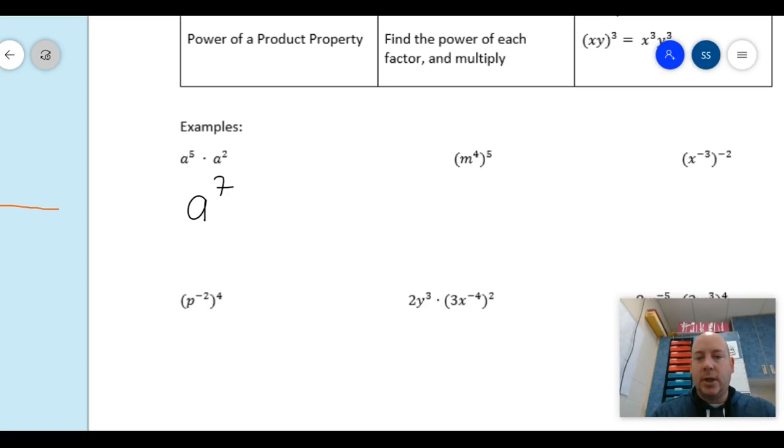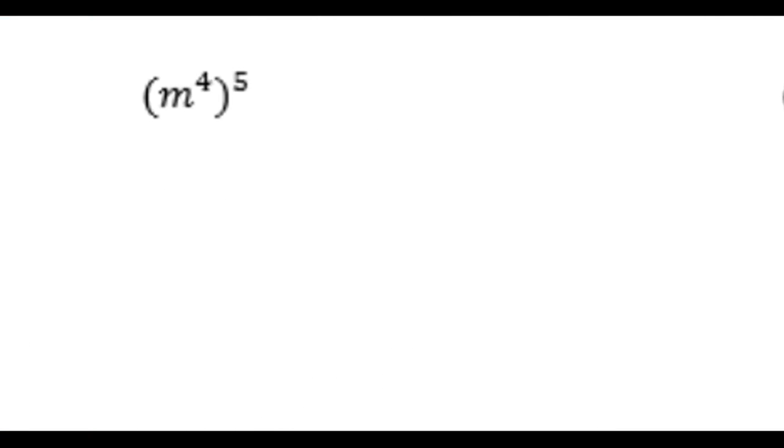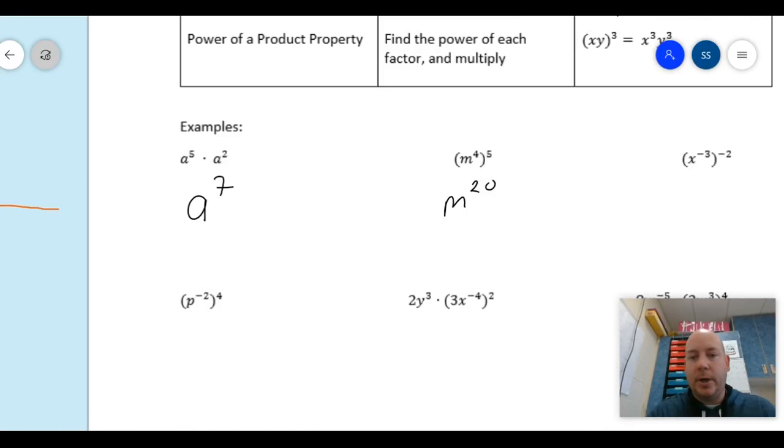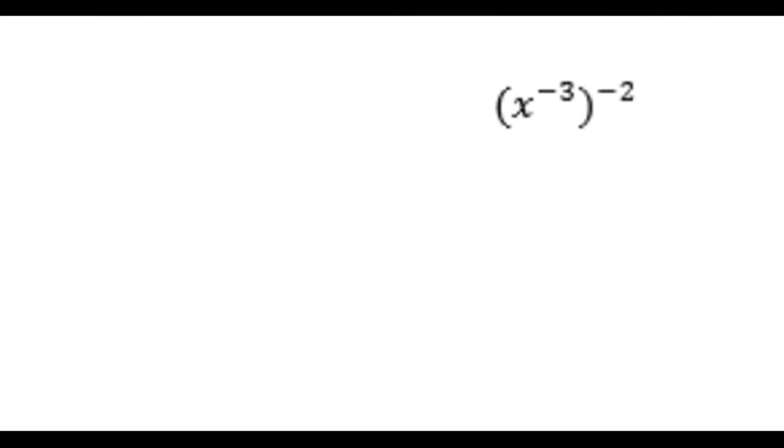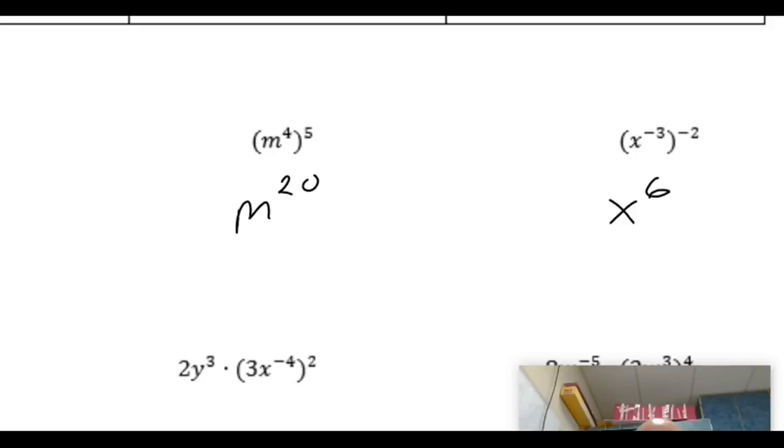Our second one, m to the fourth raised to the fifth power. Well, that's like 5 m to the fourth: m to the fourth times m to the fourth times m to the fourth and so on. So we're not adding them anymore, we're going to multiply them. We've got 5 groups of 4, so that's 20. So m to the 20th power. Just multiply your exponents. Then x to the negative third raised to the negative second power. Again, our rule is multiply your exponents. So negative 3 times negative 2 is positive 6.